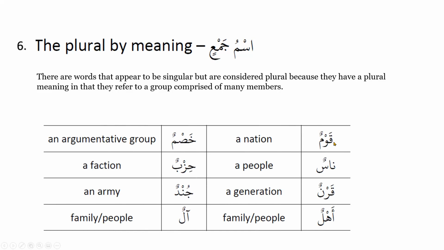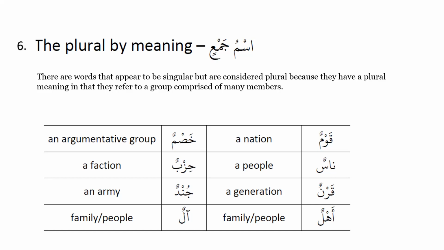For example, qawm means nation. Obviously, a nation does not consist of one person, right? So this is plural. Nas means people. Bin nas, meaning human beings, no, people. So that is also plural. Qarn means generation. So qawm, nas, and qarn. Ahl means family. Ahl al-kitab we say, right? Ahl al-kitab. So ahl is family.